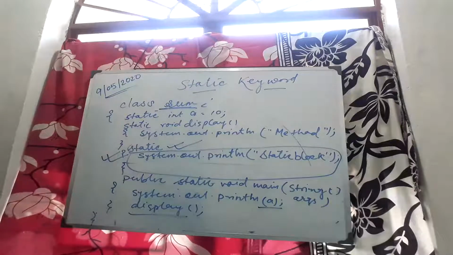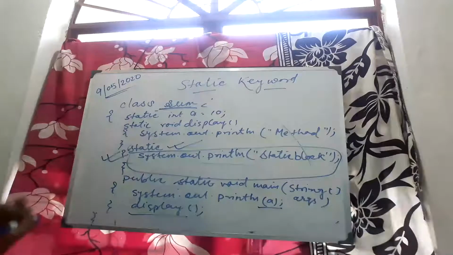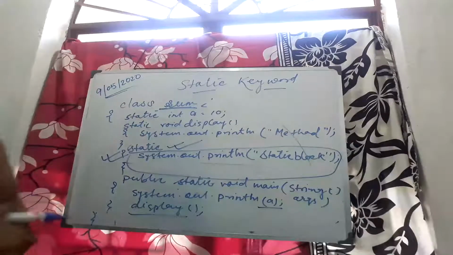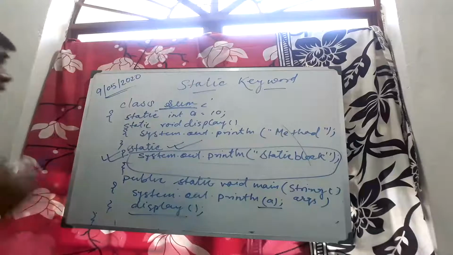In case you are using a static method and a static variable in a different class, then we need the reference of the class where it has been defined. Other than that, we do not need any reference. If there is a static block in our program, then first the static block will be executed, and then the next part of the program will get executed. Clear? So this is static.